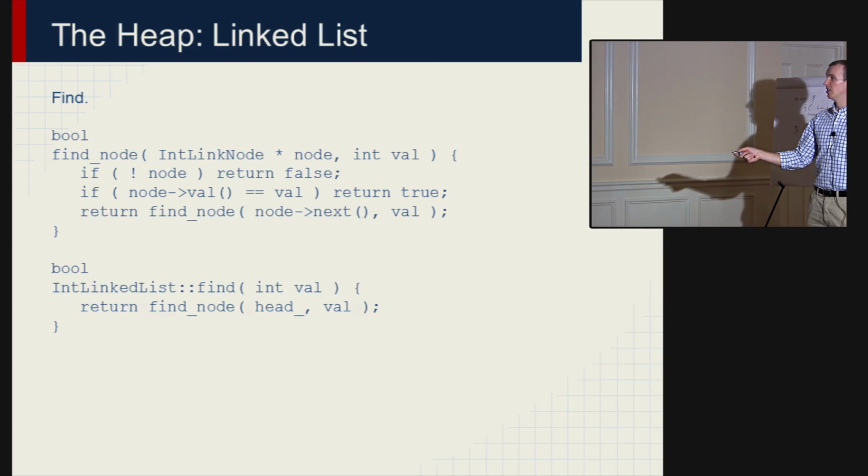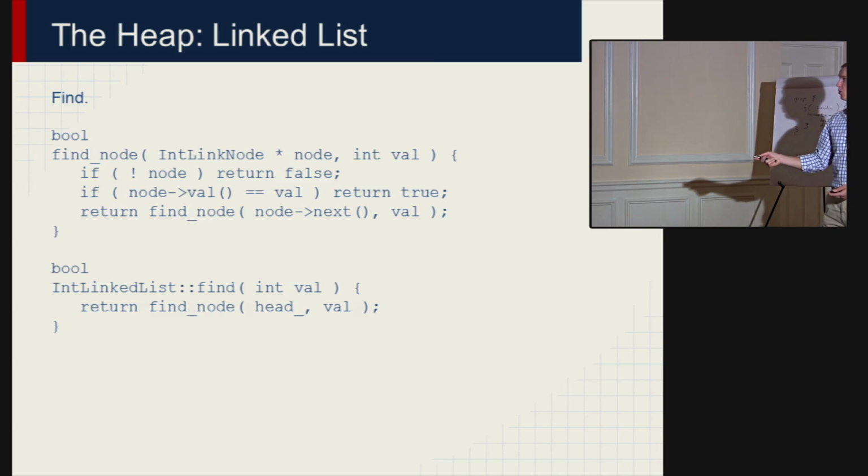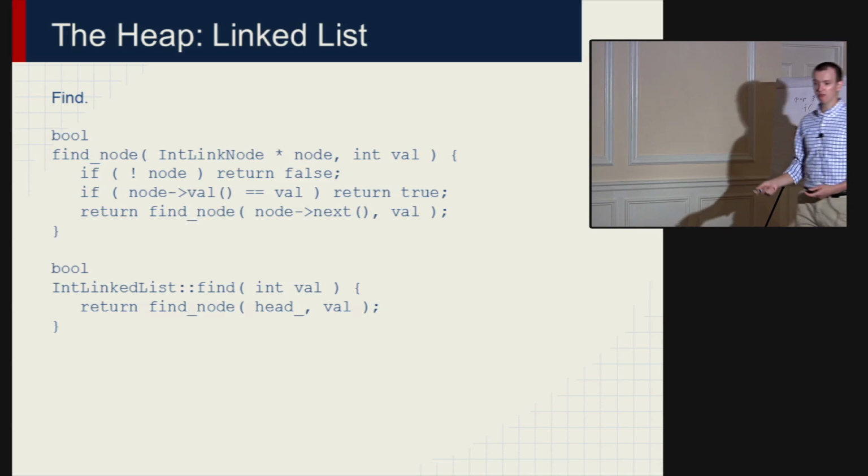But otherwise, if the value at that node is equal to the value we're looking for, then return true. If neither of these hold, then we're at some node in the list that isn't null and doesn't have the value we want, and so we just need to go to the next node. And so we'll call the function again. We'll recurse, giving the node up arrow next, and then the value.